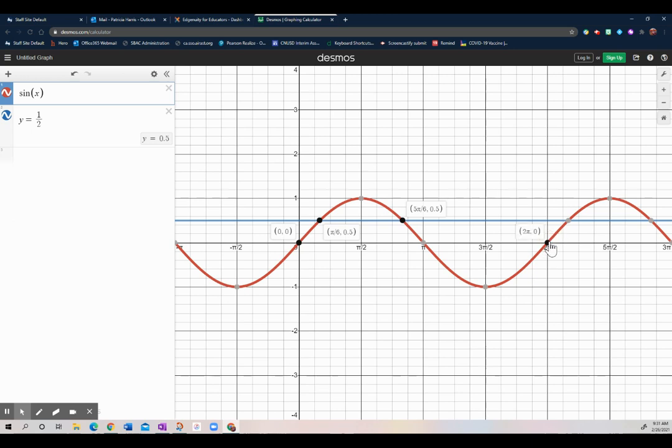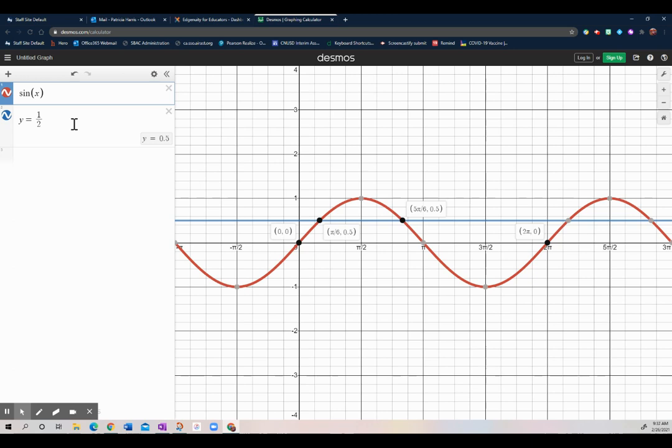So my answer would be 0 to pi over 6, and that would be equal. And then 5 pi over 6 to 2 pi. And that's it. All right, so think about that.